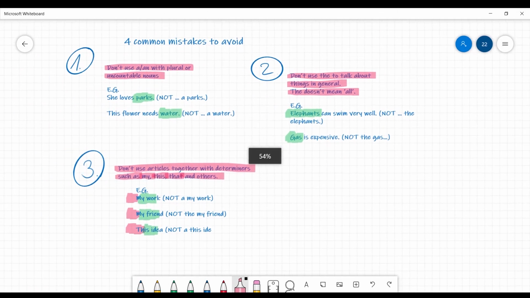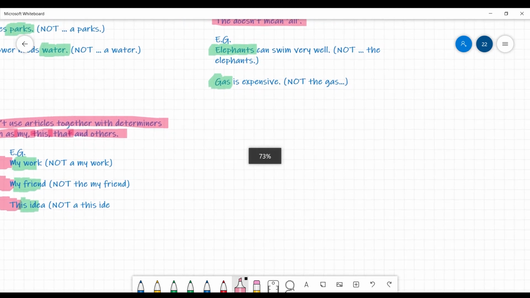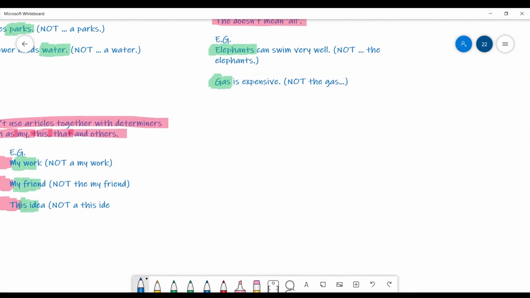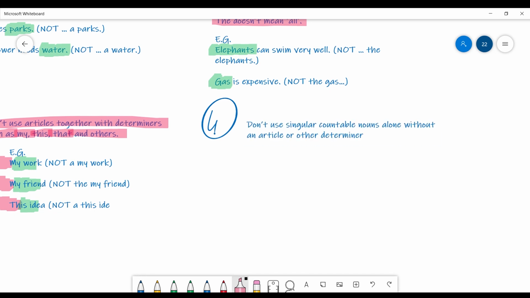Okay, and the last one, the 4th common mistake to avoid. I really recommend to look at it carefully. In my opinion, this is the most common. It says don't use singular countable nouns alone without an article or other determiner. Once again, because this is really the most important one.